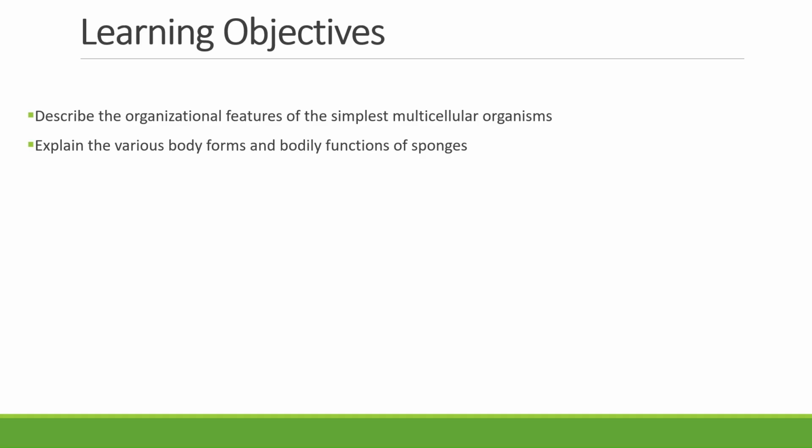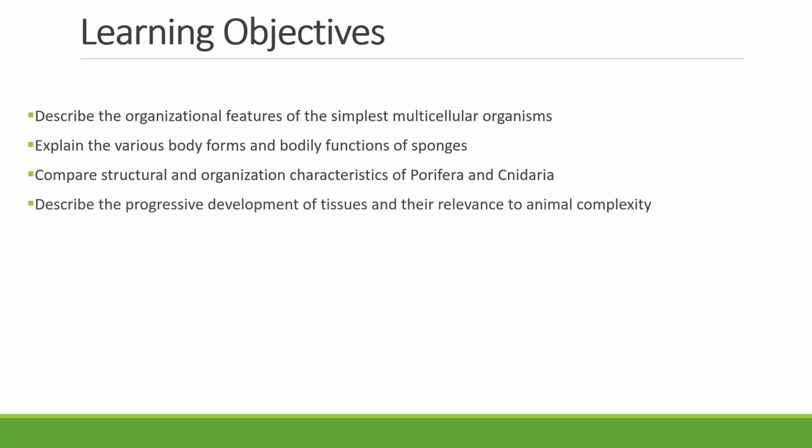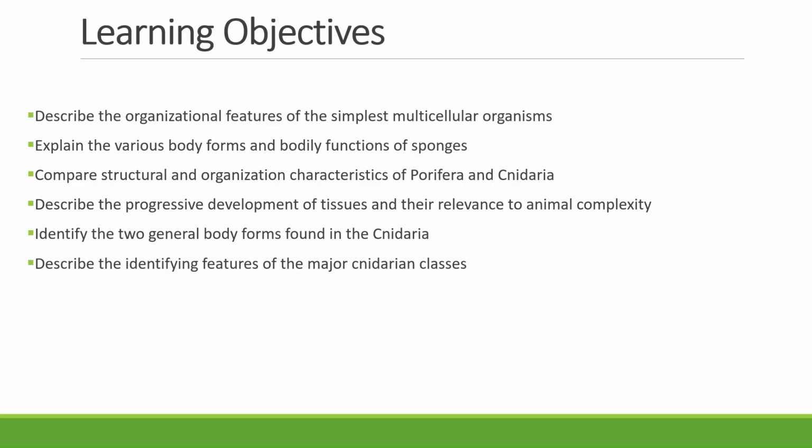Then, you should be able to explain the various body forms and bodily functions of sponges. You'll be able to compare structural and organizational structures of the porifera and the cnidaria, and describe the progressive development of tissues and their relevance to animal complexity. Identify the two general body forms found in the cnidaria. Describe the identifying features of the major cnidarian classes.